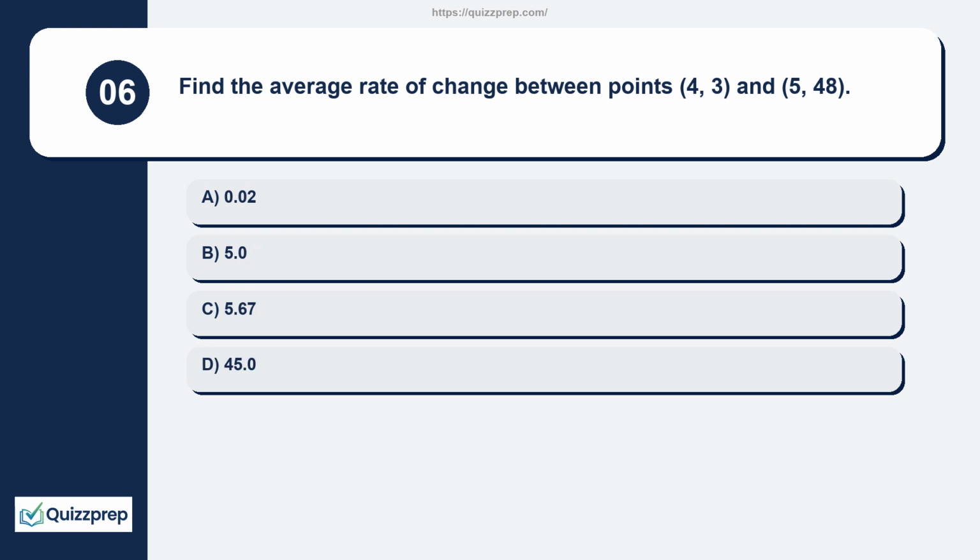Question 6. Find the average rate of change between points (4, 3) and (5, 48). 0.02, 5.0, 5.67, 45.0.